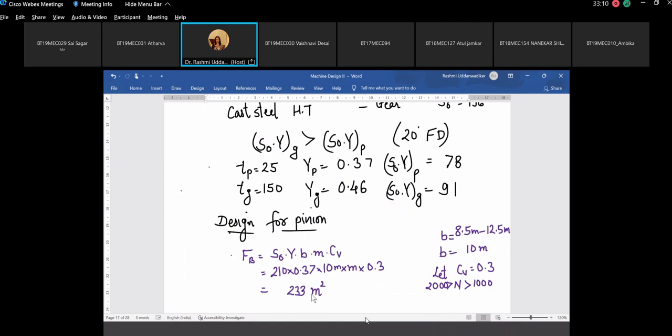And this is in what units? Y is unitless, S0 is given in megapascal, and m is in millimeter square. So what is the unit for this? Newton or meganewton? Vineet? Meganewton, that's what I wrote. No, it's Newton.